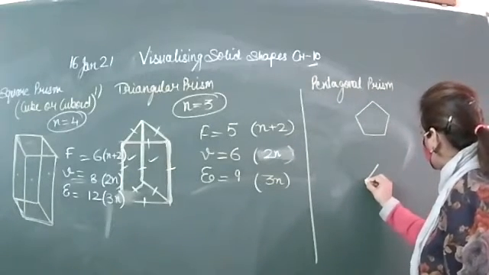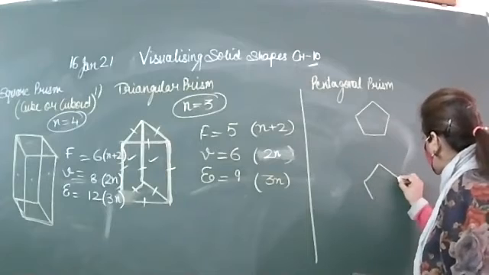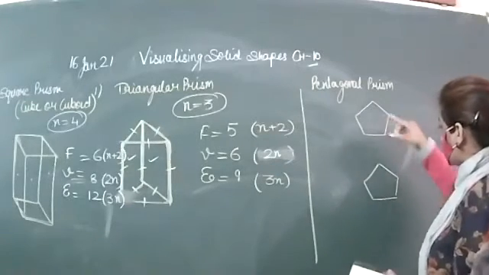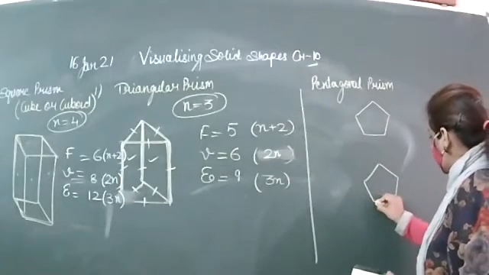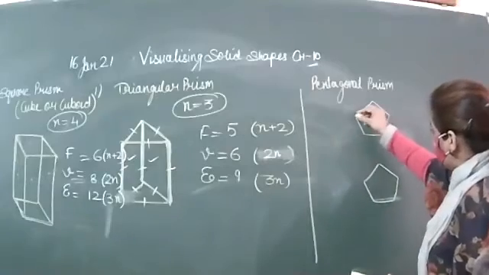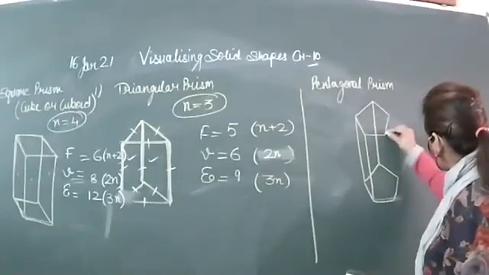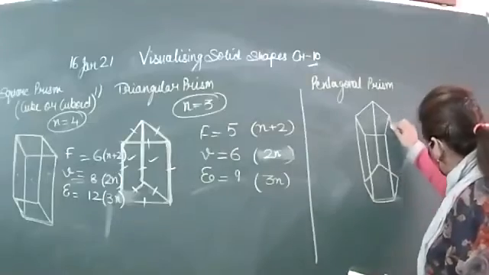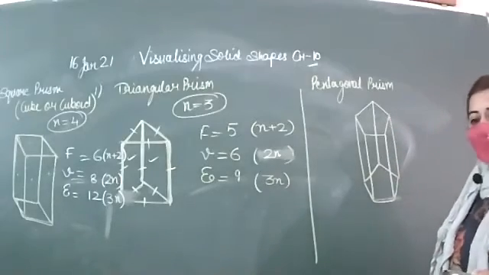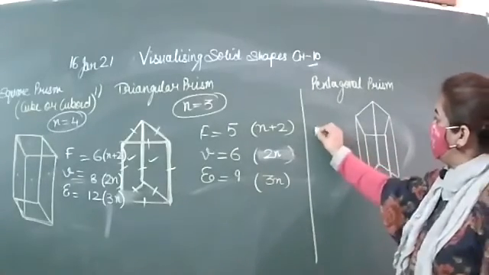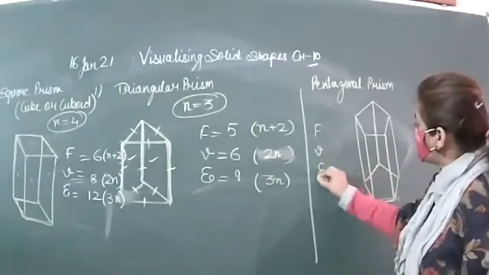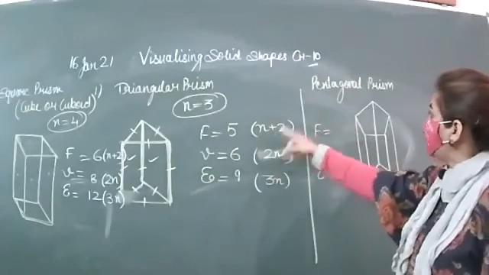In the same manner, you will draw a pentagon in the bottom. This is your upper face, this is your lower face. Now, join the respective vertices. This is your pentagonal prism. Faces, vertices and edges: use this formula.